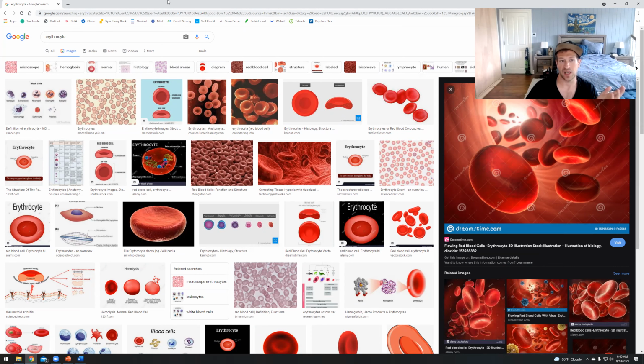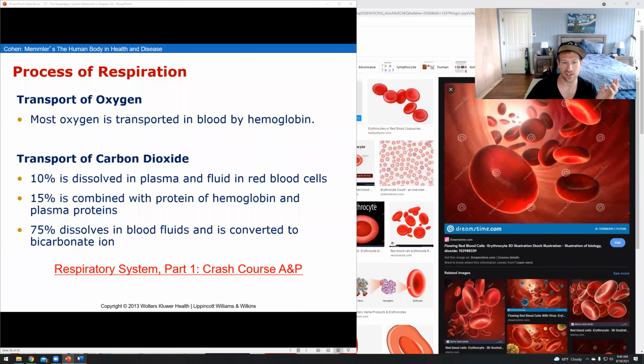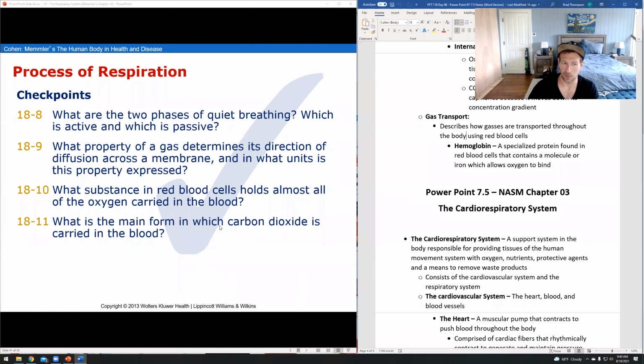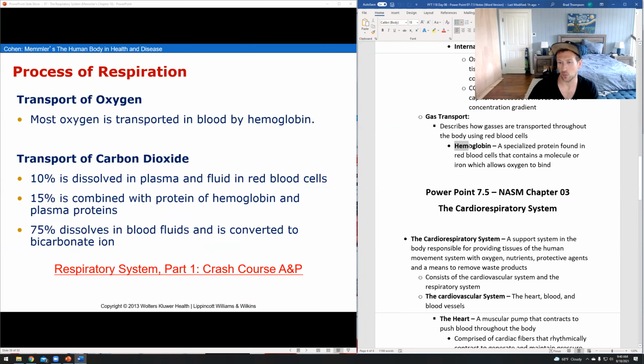So within an erythrocyte, you are going to have this specialized protein. Okay, and that specialized protein is called hemoglobin. So heme actually comes from the word that means iron, I think.